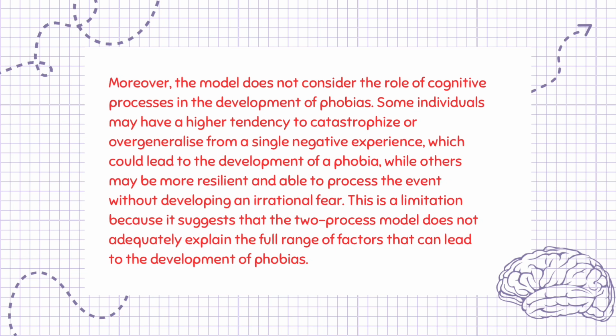Moreover, the model does not consider the role of cognitive processes in the development of phobias. Some individuals may have a higher tendency to catastrophize or overgeneralize from a single negative experience, which could lead to the development of a phobia, while others may be more resilient and able to process the event without developing an irrational fear. This is a limitation because it suggests that the two-process model does not adequately explain the full range of factors that can lead to the development of phobias.